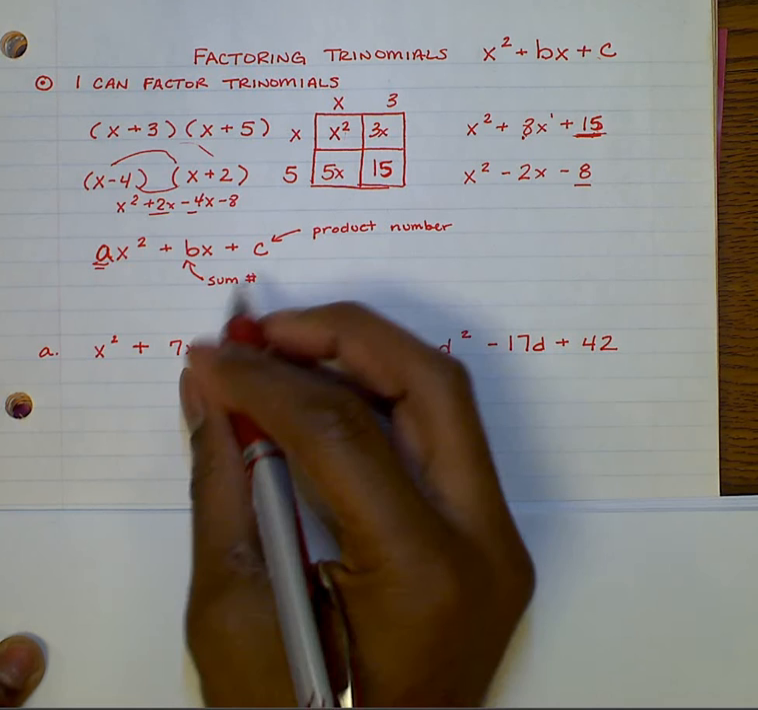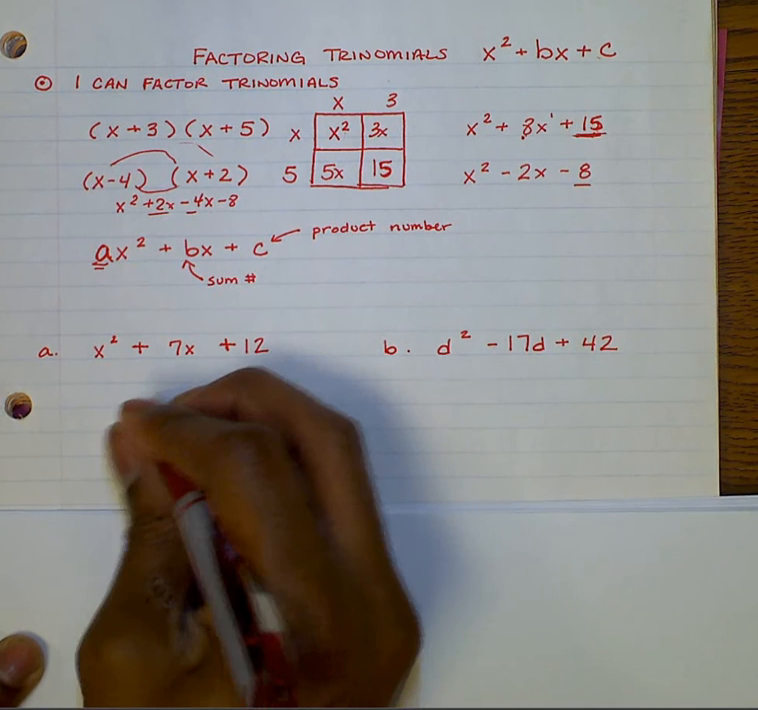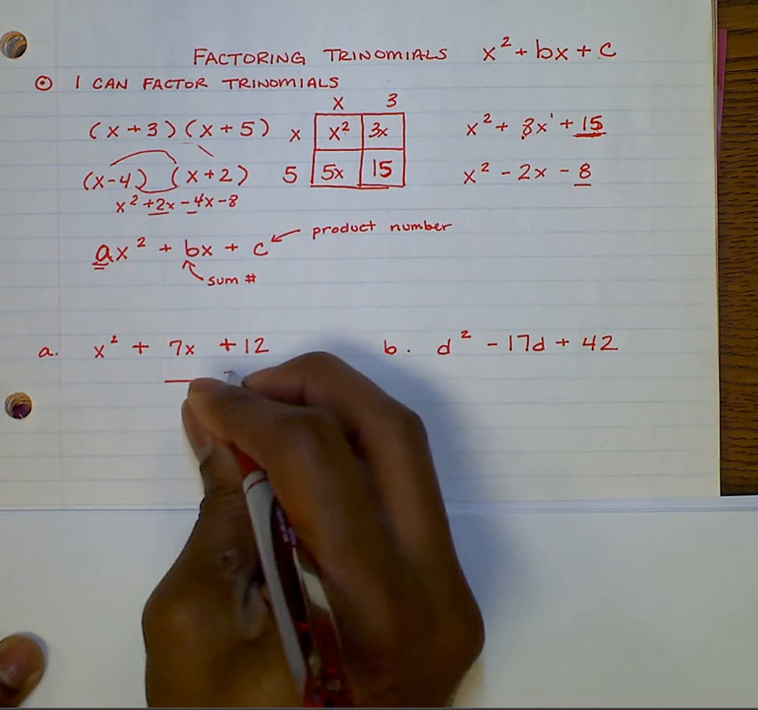So my sum number is 7. I want to find two numbers that add together to give me 7. I'm just going to say blank plus blank equals 7.